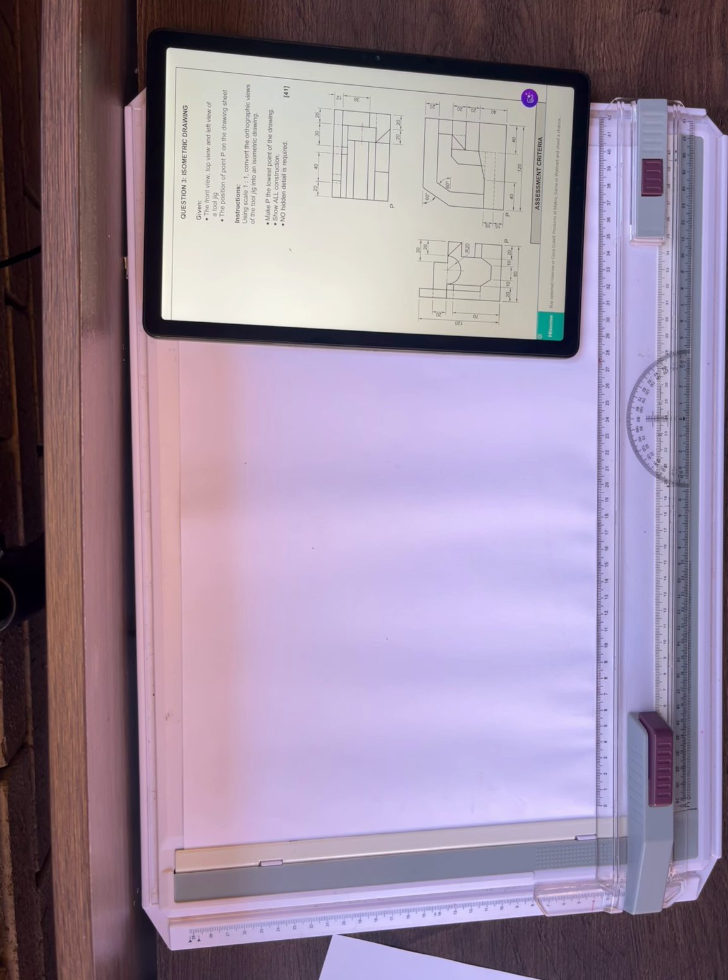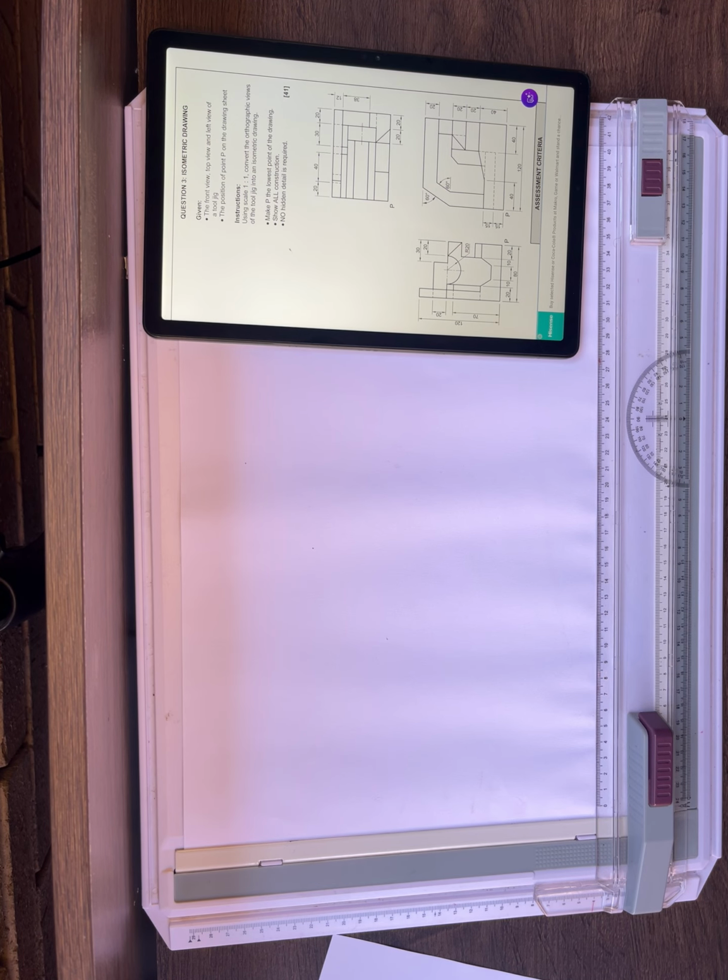Question 3, isometric drawing. Let me just zoom it like this so that everyone can see. Yes, so question 3, isometric drawing. Which views are given to us? We are given the front view, top view, and the left view of a tool jig. Then we are also given the position of point P on the drawing sheet. And then what are the instructions?